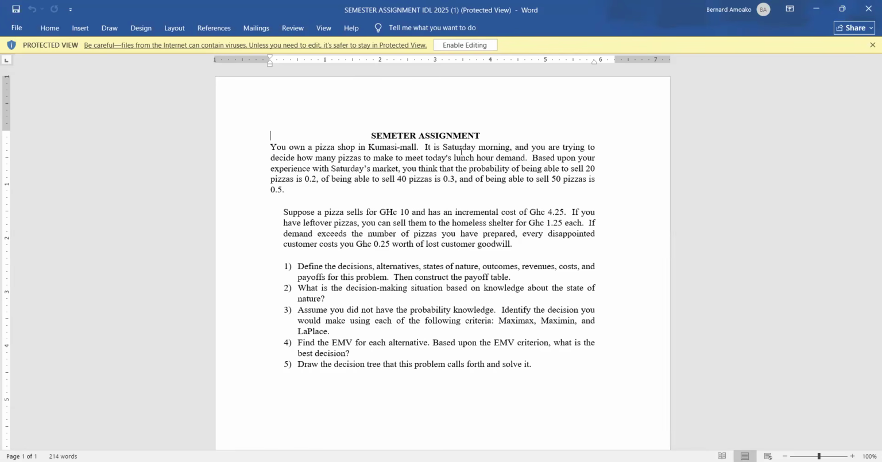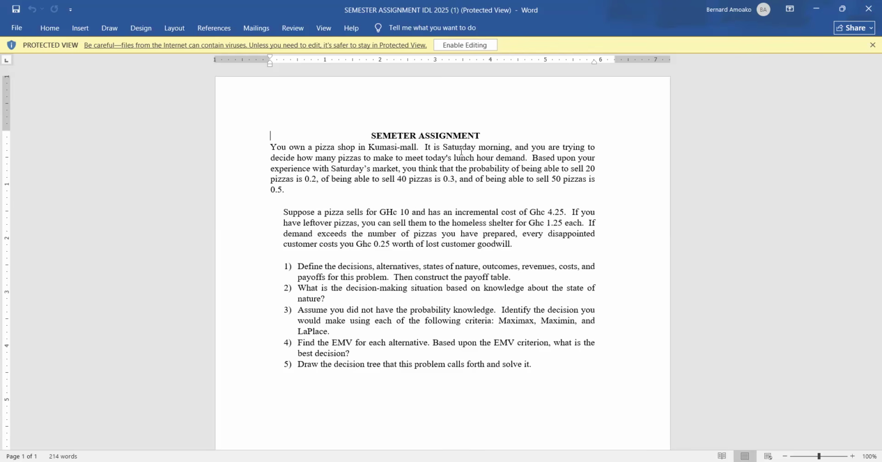Then construct the payoff table. What is the decision-making situation based on your knowledge about the state of nature? Assume you did not have the probability knowledge. Identify the decision you would make using each of the following criteria: the maximax, the maximin, and then the Laplace.